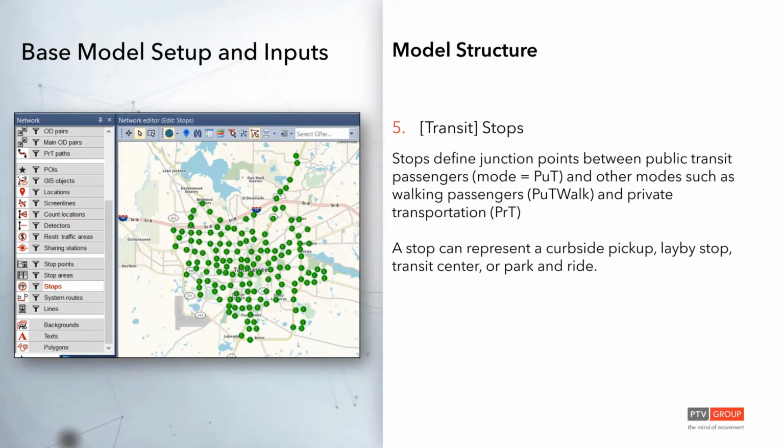It can represent a curbside pickup drop-off. It could be a lay-by stop. It could be a whole transit center, or it could be a park and ride. In this model, for example, we have park and ride and kiss and ride trips where drivers are doing the first mile, last mile as private transportation. They travel to a node through the links, but they travel to a node that represents a park and ride, and that park and ride will have a transit stop associated with it, and from that park and ride you will have your public transit trips dispersing from that location.